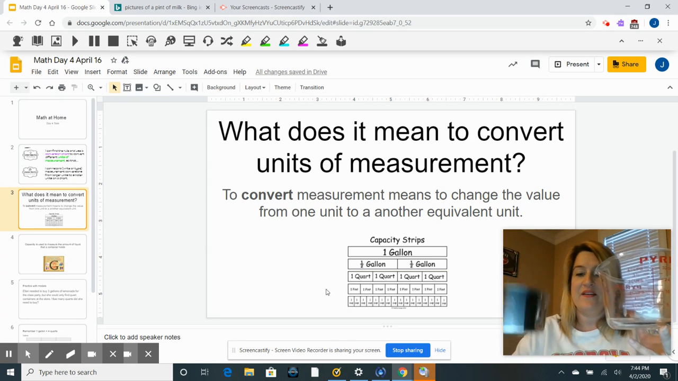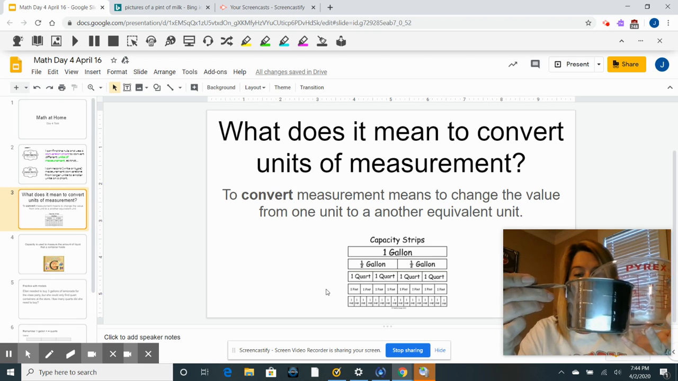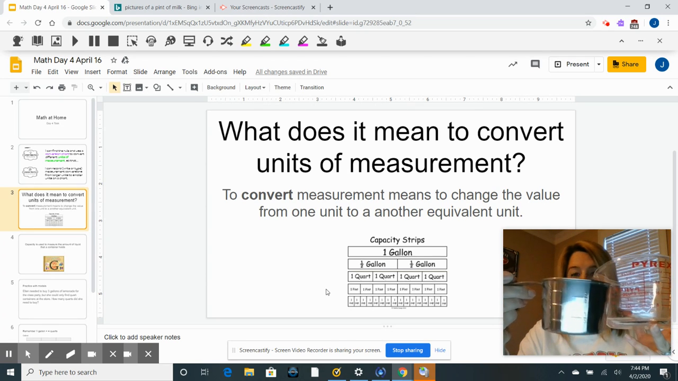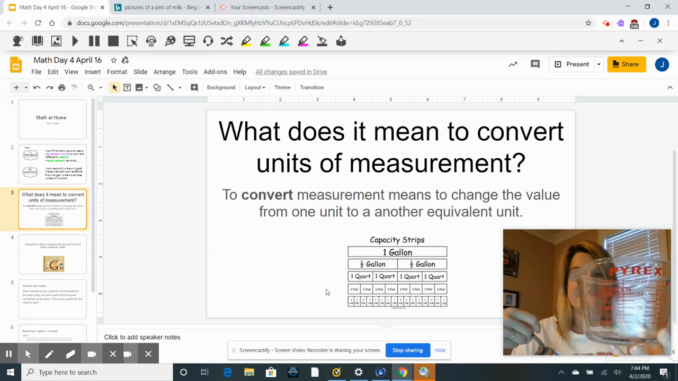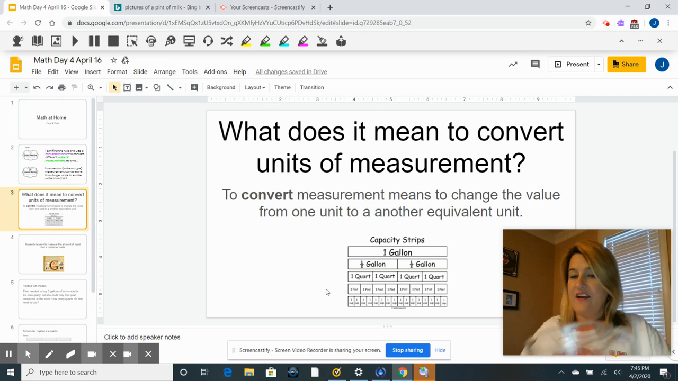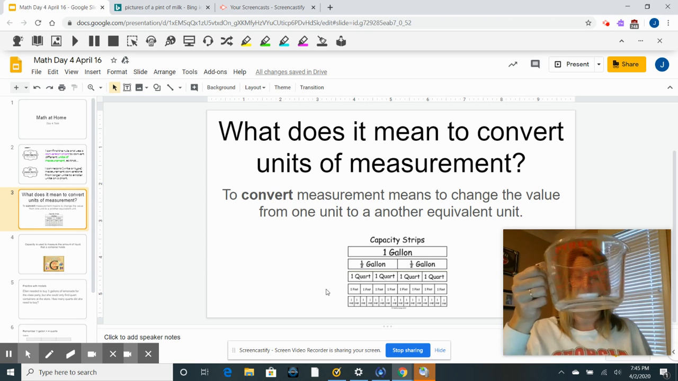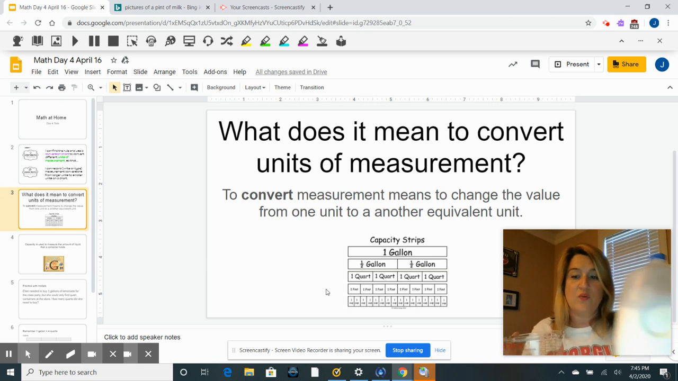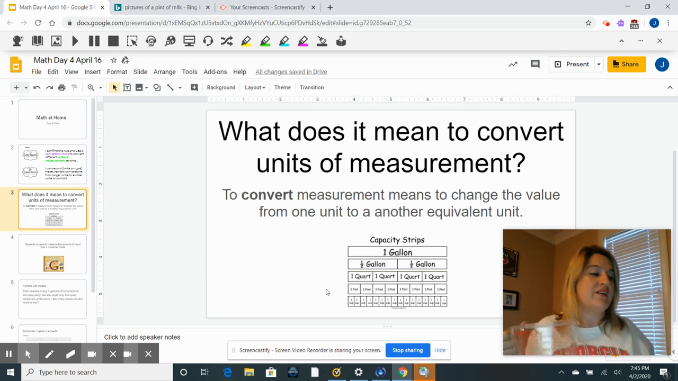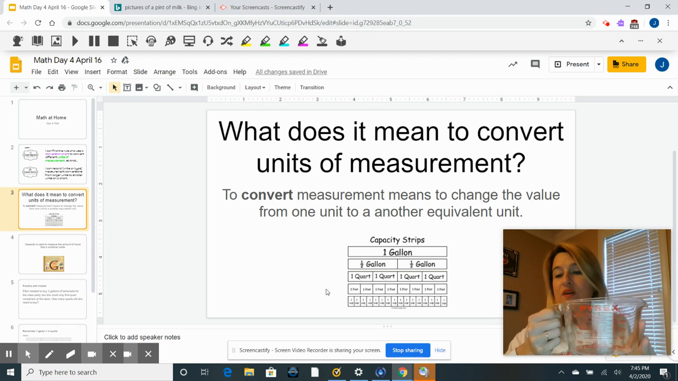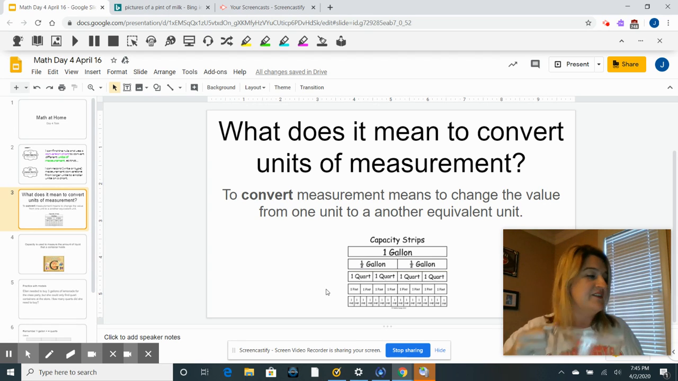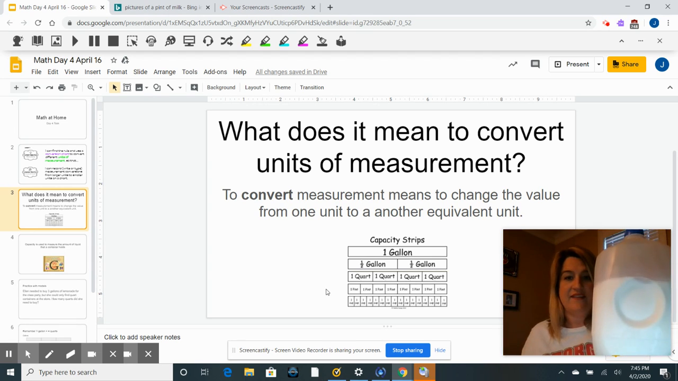A cup, this is a measuring cup. So if I filled 4 of these full of milk and poured them into this container, that would be equivalent to 1 quart. All right. If I wanted to see how many of these a gallon of milk would hold, if I were converting that, it would take 4 of these to fill up 1 gallon.